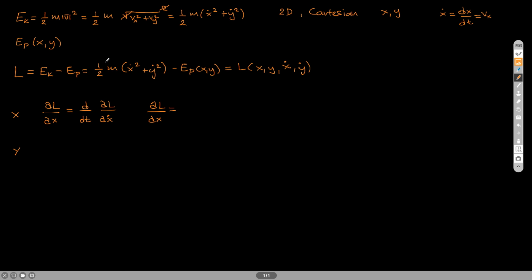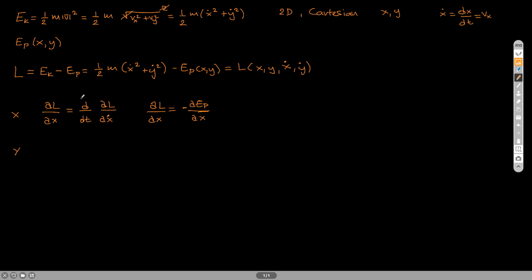So if you see here, I have 1/2 m x dot squared. The x dot for this partial derivative is assumed to be a constant. Y dot for this partial derivative is assumed to be a constant. The x, of course, that's what I'm differentiating with, and the y is a constant. So for this partial derivative, all of these go to 0, and the one of EP with respect to y also goes to 0. So then this will be minus the partial of EP with respect to x.